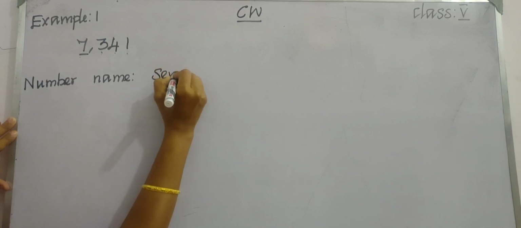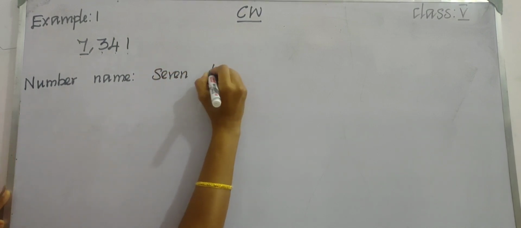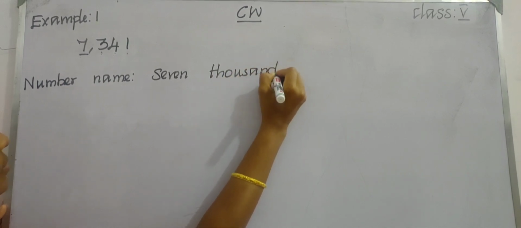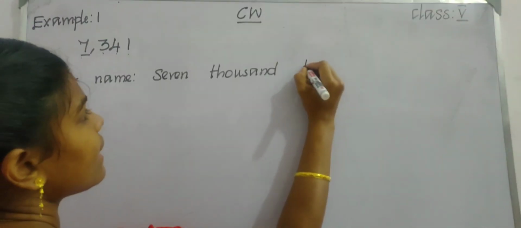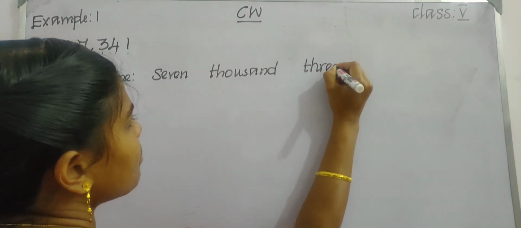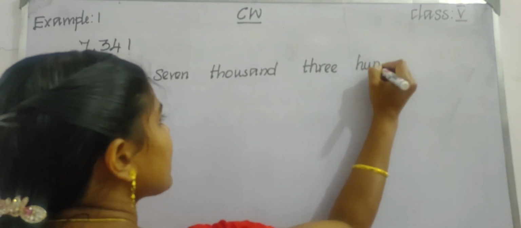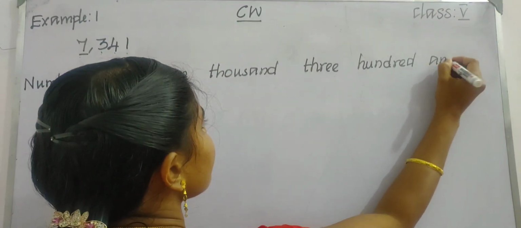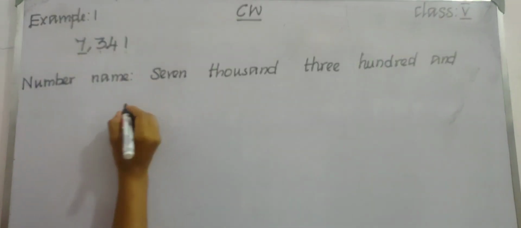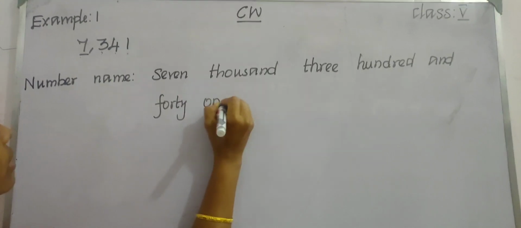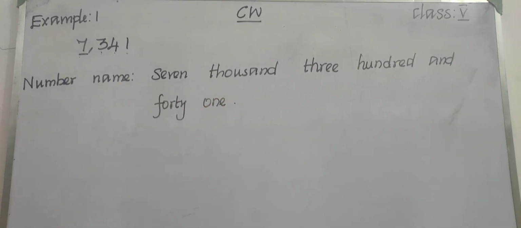Seven thousand. We are having 3, right? So 300, three hundred forty-one. Okay children, and then let us see about the expanded form.